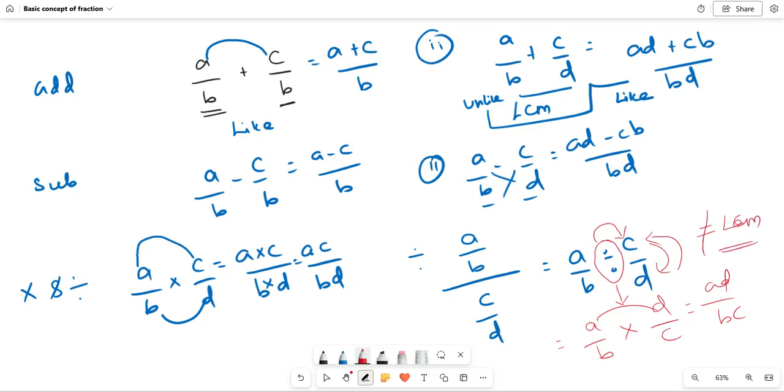Directly multiply. But for addition and subtraction, if the given terms are unlike, we convert them to like. For division and multiplication, we don't need to find the value of the LCM. This is not compulsory for multiplication and division. Directly we find the answers.